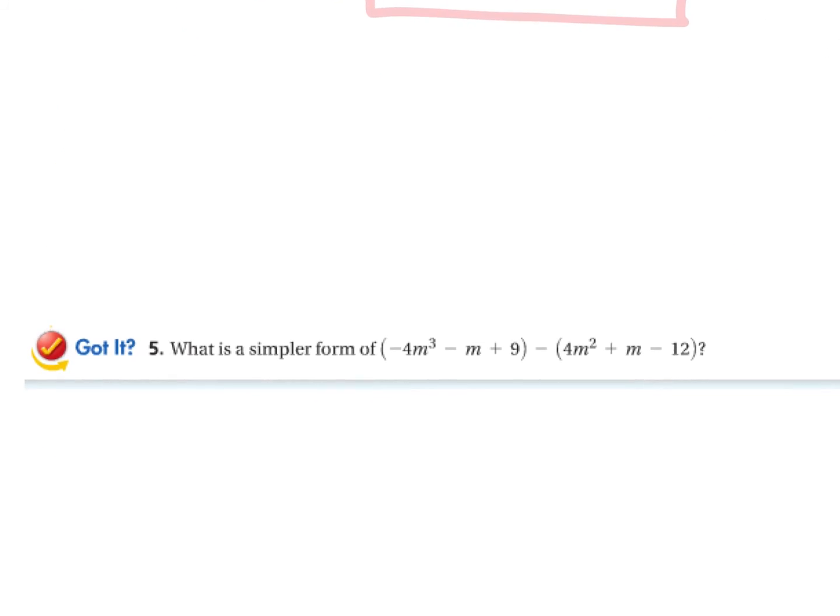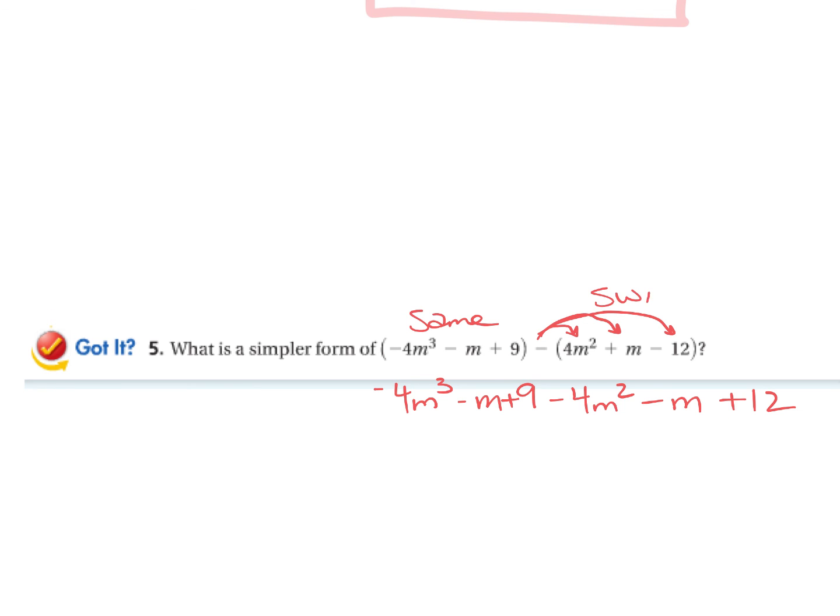All right, guys, so we're going to take a look at one more. Again, this is a subtracting, so I'm going to keep everything in the first set of parentheses exactly the same. Because I'm distributing this negative, that means I have to switch all of these signs. So negative 4m squared, negative m, and positive 12. Everything in this second set of parentheses just switches, opposite signs.